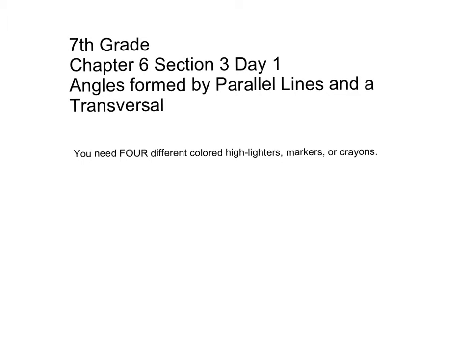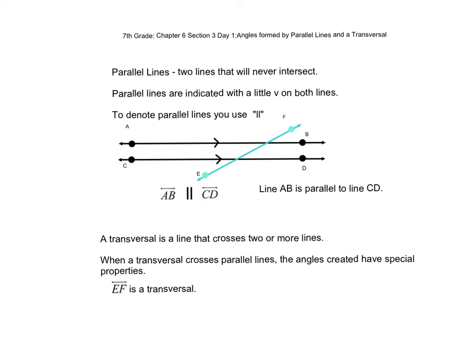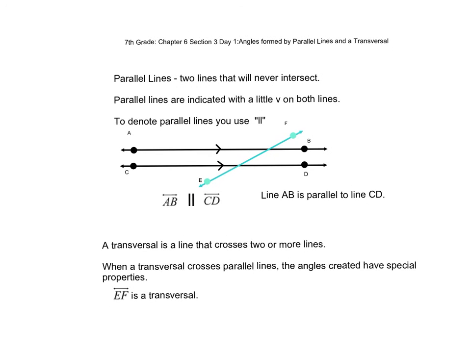Today we're going to talk about angles formed by parallel lines and a transversal. Parallel lines are two lines that never intersect, so they never cross, they never meet. Parallel lines are indicated with the little V on both lines. So you can see the V here, okay?